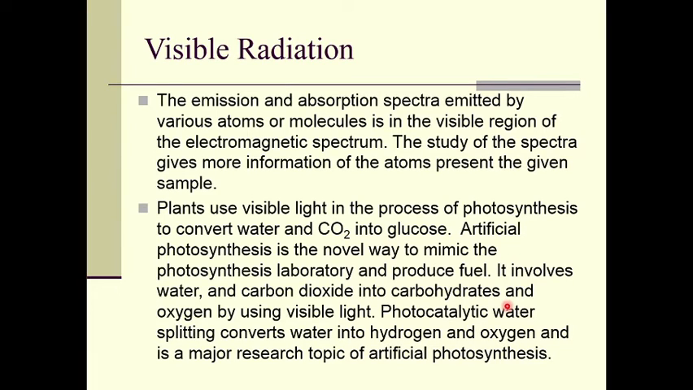Also, plants use visible light in the process of photosynthesis to convert water and CO2 into glucose. Artificial photosynthesis is a novel way to mimic photosynthesis in the laboratory and produce fuel. It involves converting water and carbon dioxide into carbohydrates and oxygen by using visible light. Photocatalytic water splitting converts water into hydrogen and oxygen and is a major research topic of artificial photosynthesis. That means by using the same technique of photosynthesis, we can do artificial photosynthesis in the laboratory.